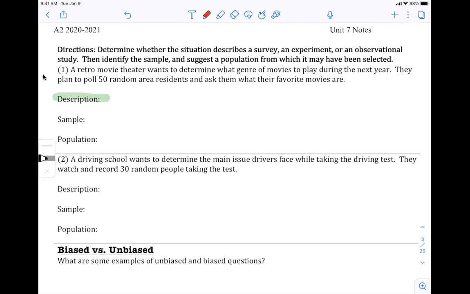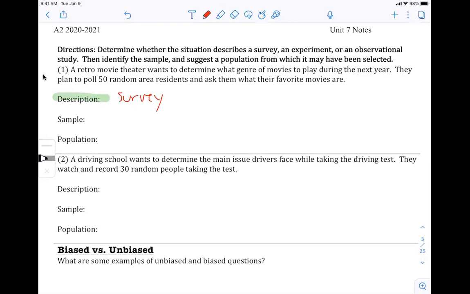Here it says we have a retro movie theater that wants to determine what genre of movies to play during the next year. They plan to poll 50 random area residents and ask them what their favorite movies are. The fact that they're polling and specifically asking people things makes this a pretty easy decision. This is simply just a survey. They're asking a group of people questions and collecting those results.